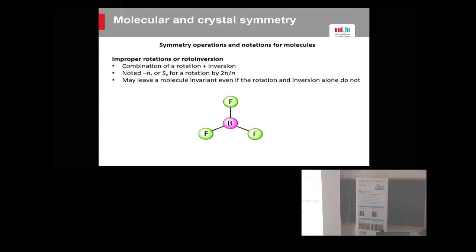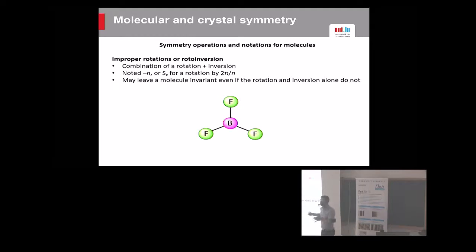Rotoinversion or improper rotation. Usually I find it useful to have a short reminder of that one. It's a combination of a rotation plus an inversion, which I will also have to do on the beach later, and probably with some help and some people spotting. So you write them -n, or Sn. And it's really a symmetry operation in itself, because it may leave a molecule invariant, even if the rotation alone or the inversion alone doesn't.